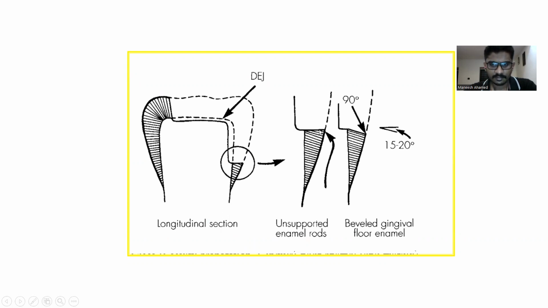So in order to prevent that, we will bevel this gingival margin by using a particular instrument known as the gingival margin trimmer, or GMT. A 15 to 20 degree bevel is enough to remove the unsupported enamel in this area. The cavosurface margin is kept at 90 degrees in this area. So the beveled gingival floor is created in order to protect the tooth from getting injured due to the presence of unsupported enamel rods.